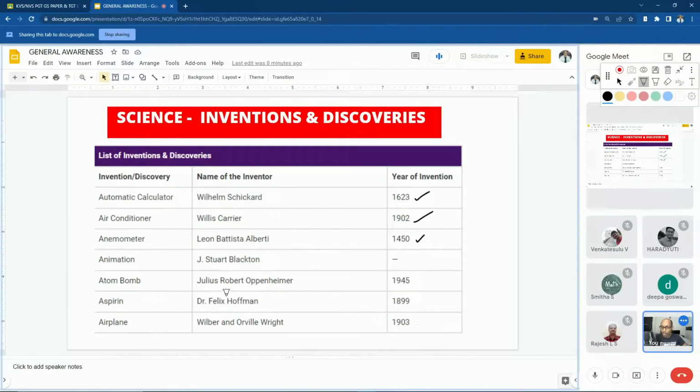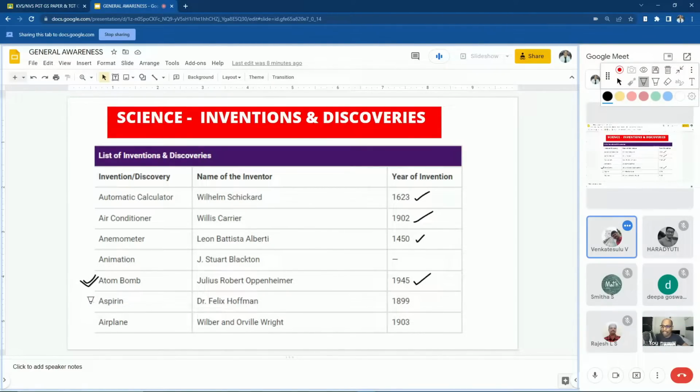Atom bomb, Julius Robert Oppenheimer in 1945. This is important from the examination point of view. The atom bomb was invented by Julius Robert Oppenheimer in 1945. In World War I or World War II? Second World War. World War II, sir.